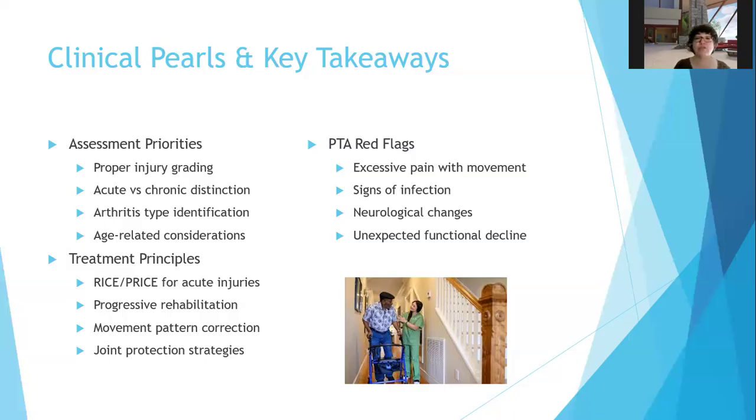So the things that we want to look for as red flags is excessive pain with movement that doesn't stop when you stop the movement, signs of infection, so we know our signs of infection, neurological changes, so signs of changes in sensation and that sort of thing, and unexpected functional decline. So if it's just all of a sudden someone has a big functional decline, that's a red flag, and there's something else usually going on, and usually it's something systemic, like an infection or some other type of disease.